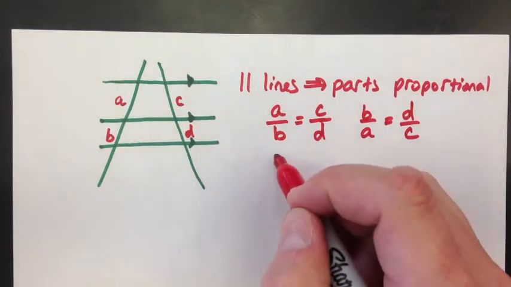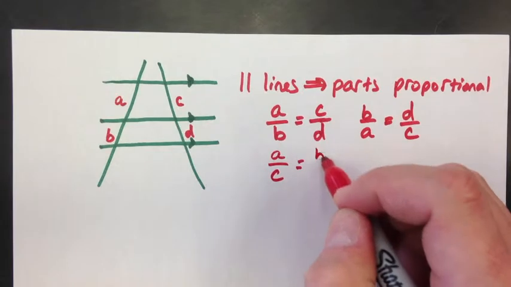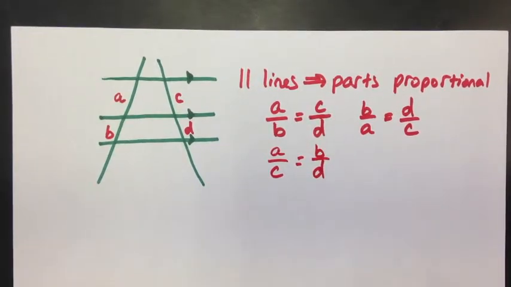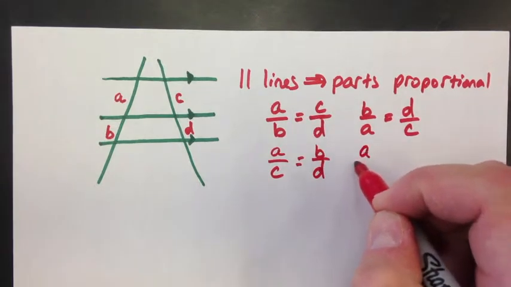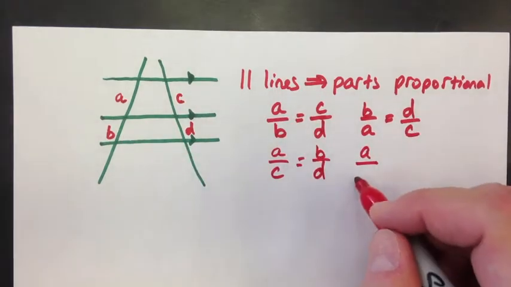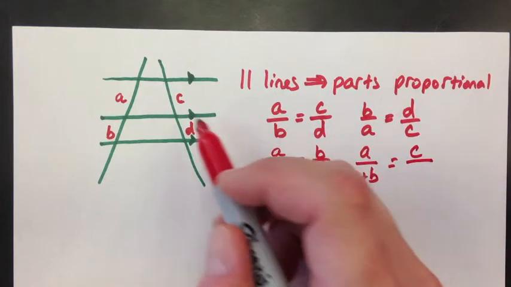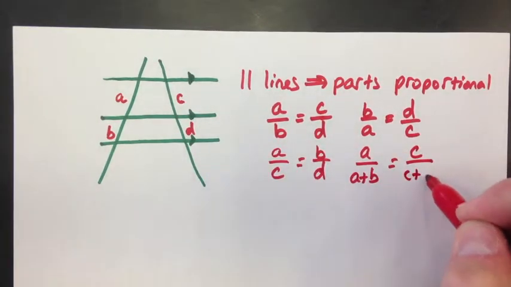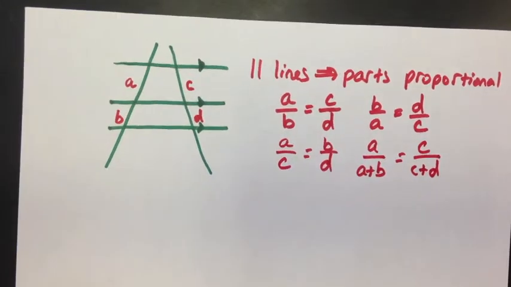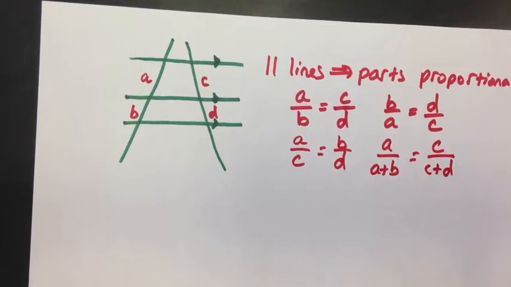You could do A over C equals B over D. That's also good. One more that I'll write down here, I could do A over this whole thing, A plus B. That would be equal to C over this whole thing, C plus D. So there's a ton of ways to do this. If you do it differently from me, but you get the same answer, then that means you're probably right.